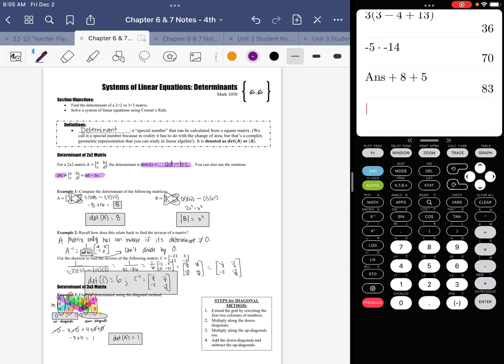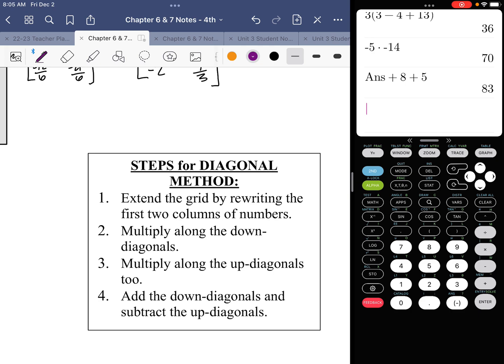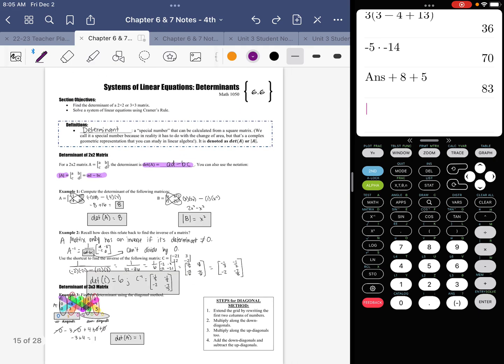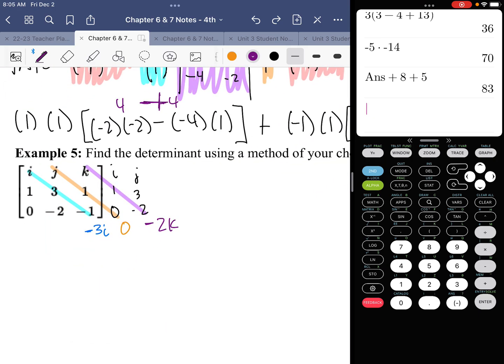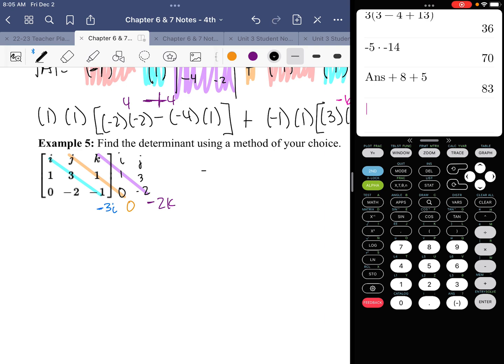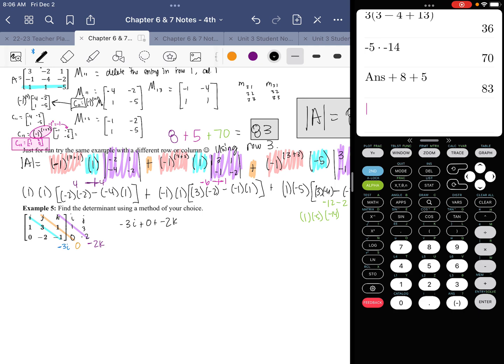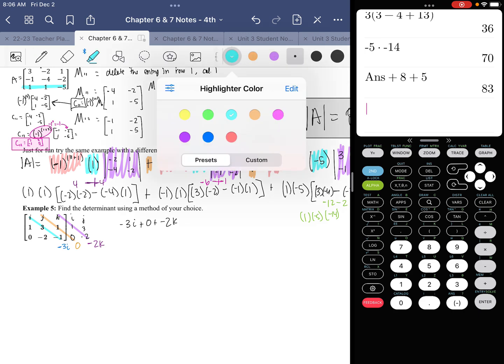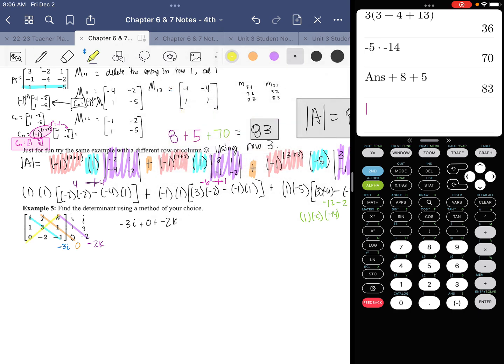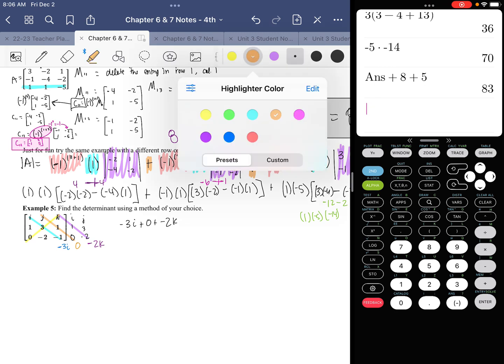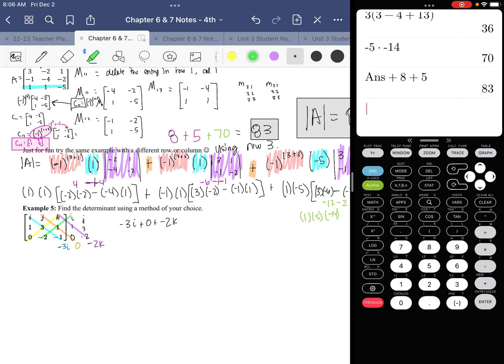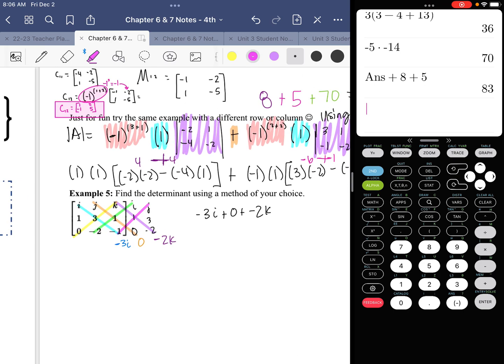Okay, and remember, we add the down diagonals and subtract the up diagonals. So these were our down diagonals, so these are all going to get added. Okay, so we would do -3i plus 0 plus a -2k. And then we need to do the other direction. Okay, so we need to do those three. And then we need to do these three. But those three are going to get subtracted.